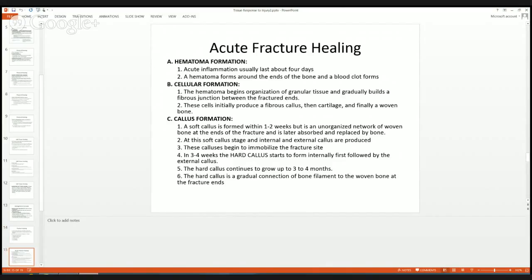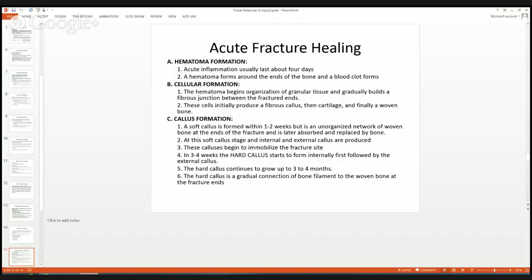So, hematoma formation, you have an acute inflammation that lasts about 4 days. Hematoma forms around the ends of the bone, and a blood clot forms. What's on the inside of the bone? Bone marrow. All right, and that is super important in blood cells, right? Hemoglobin. I just talked about that last night. Here we go. Cellular formation.